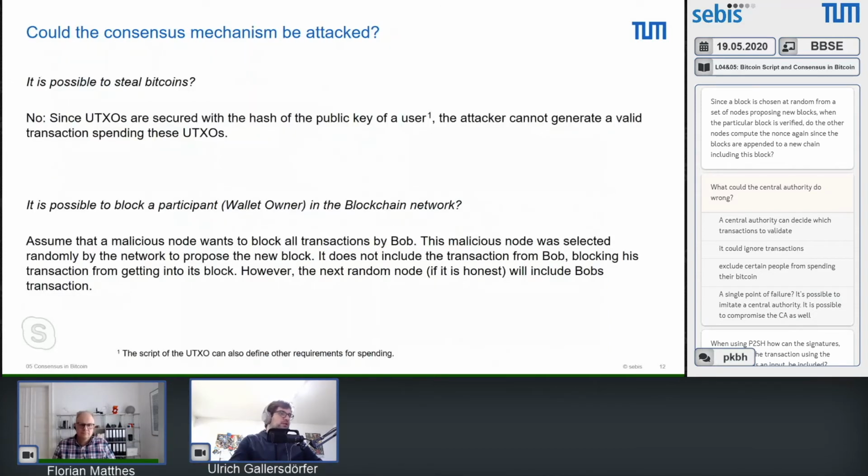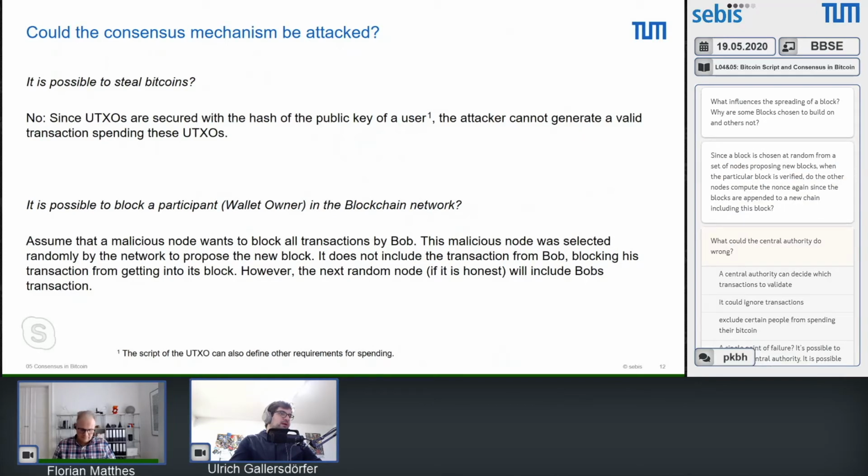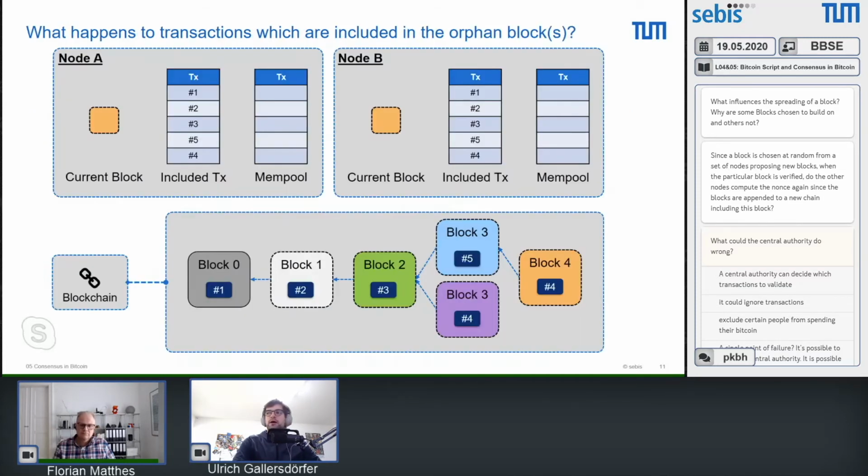So two interesting questions. What influences the spreading of a block? Why are some blocks chosen to build on and others are not? Can you explain why block 4 actually built on the blue block 3 and not on the purple block 3?